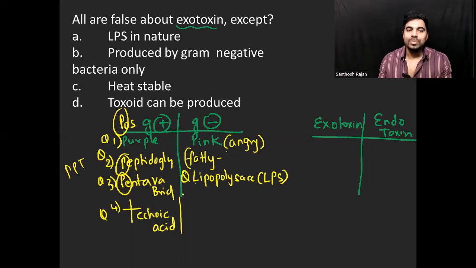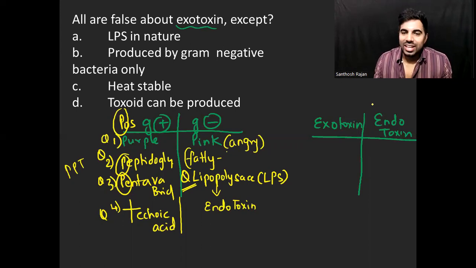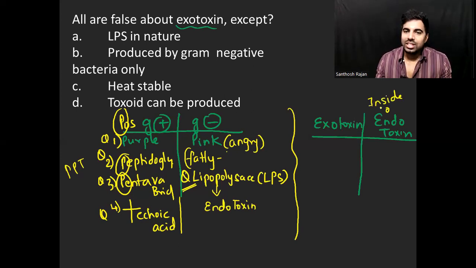This is the main thing. Because of the lipopolysaccharide, the lipopolysaccharide layer produces endotoxin. So now you remember. How to remember endotoxin: endo means inside the house, they sit inside the house. Exo means outside, they go outside, very happy outside-going people. Extrovert, introvert.